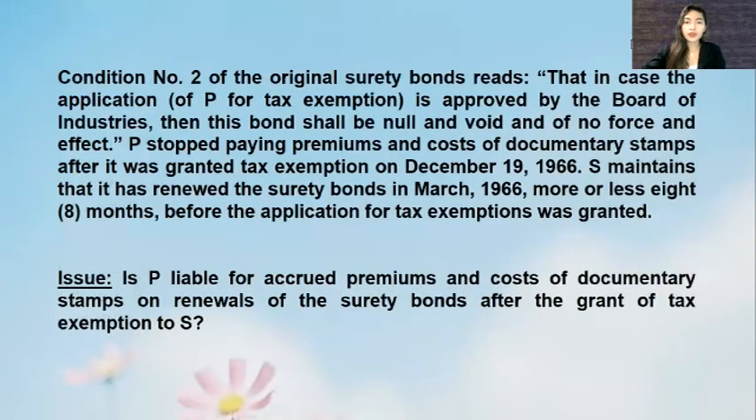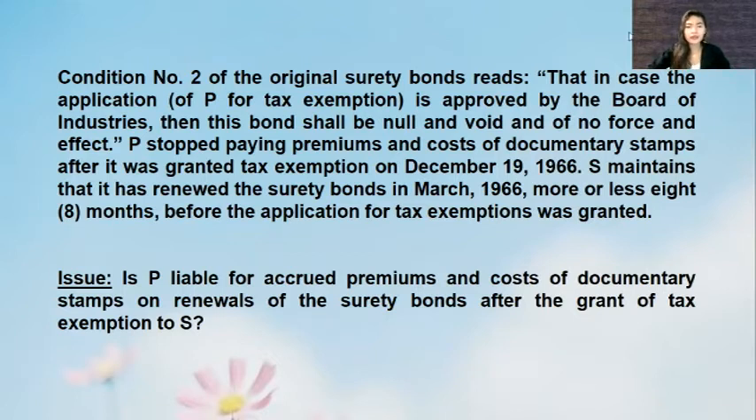Condition number 2 of the original surety bonds reads: in case the application is approved by the Board of Industries, then this bond shall be null and void and of no force and effect. P stopped paying premiums and cost of documentary stamps after it was granted tax exemption on December 19, 1966. S maintains that it has renewed the surety bonds in March 1966, more or less 8 months before the application for tax exemption was granted.